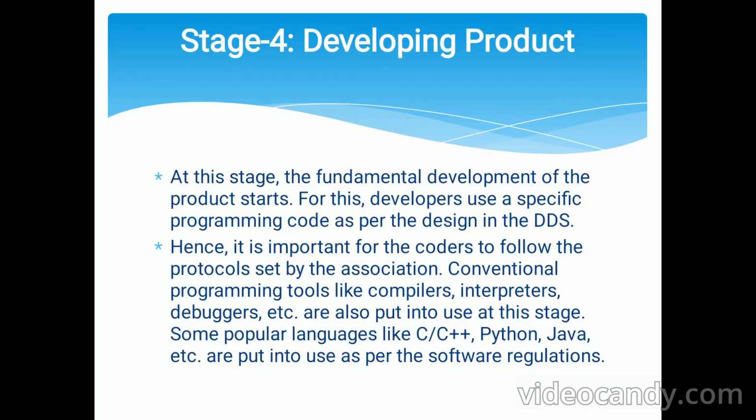Stage 4 focuses on developing the product. In this stage, conventional programming tools like compilers, interpreters, and debuggers are chosen. Very efficient and popular programming languages like C, C++, Python, and Java are the programming languages chosen for the development of a software product. These are the primary and very accessible programming languages for the development of a software product.